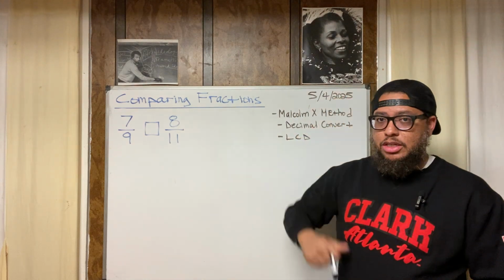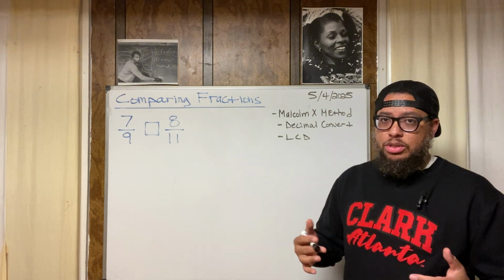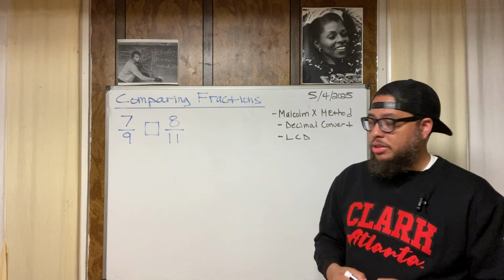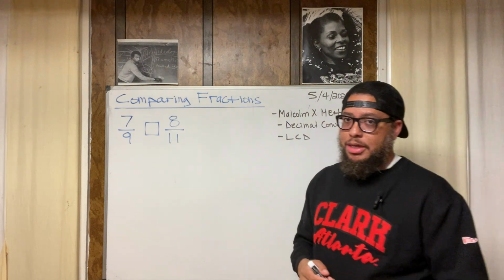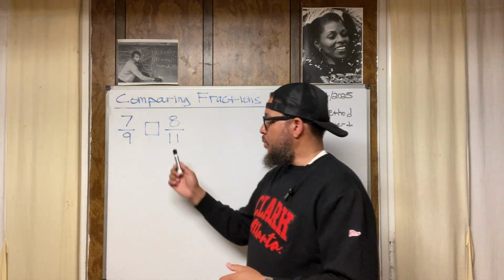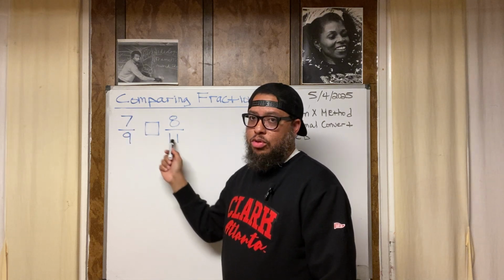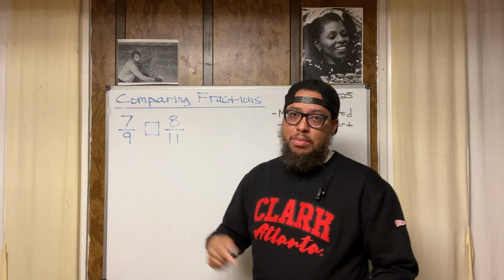Now, we got two fractions up here. We got 7/9 and 8/11. What I'm going to do is show you 3 different methods that you can use to compare fractions. The first of which I call the Malcolm X method. Why do I call it the Malcolm X method? Because we're essentially using something called the cross product property. We're going to go in an X formation. We're going to multiply the numbers that are diagonal from each other, the 7 and the 11, and then the 8 and the 9. We're going to multiply those.